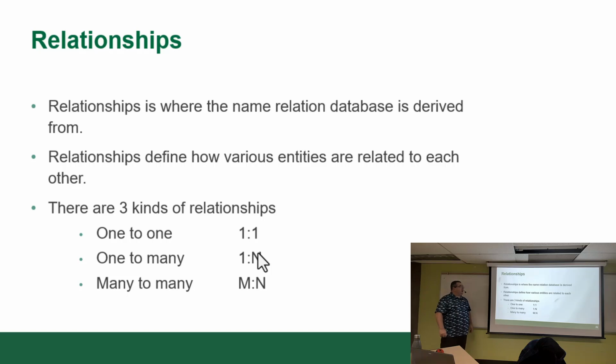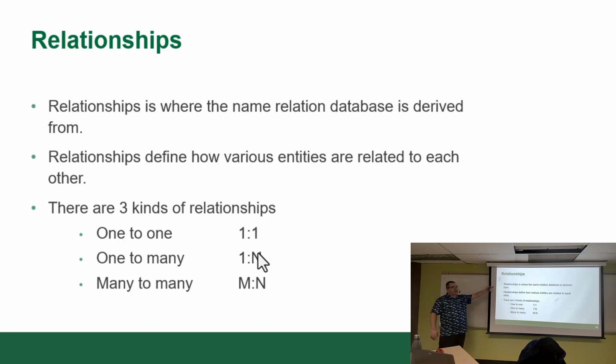All right. Now to talk about relationships. Relationships is where the name relational database comes from. In modern databases, you have two kinds. You've got relational databases and you've got the NoSQL unstructured like MongoDB. Those have their place in the world. Their place is not in this class.